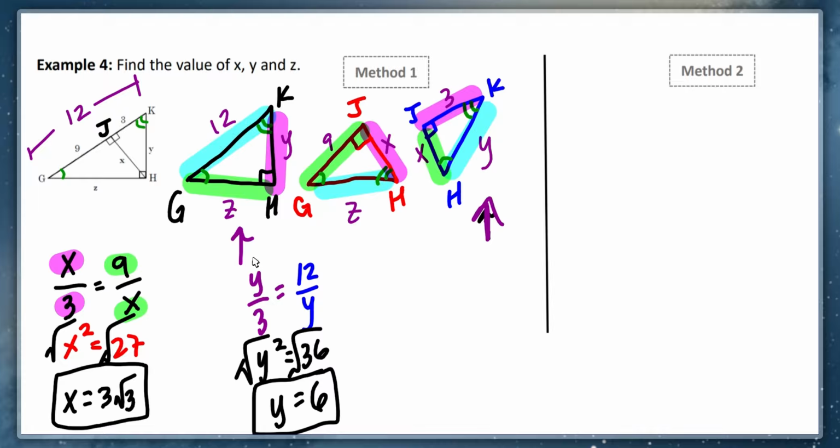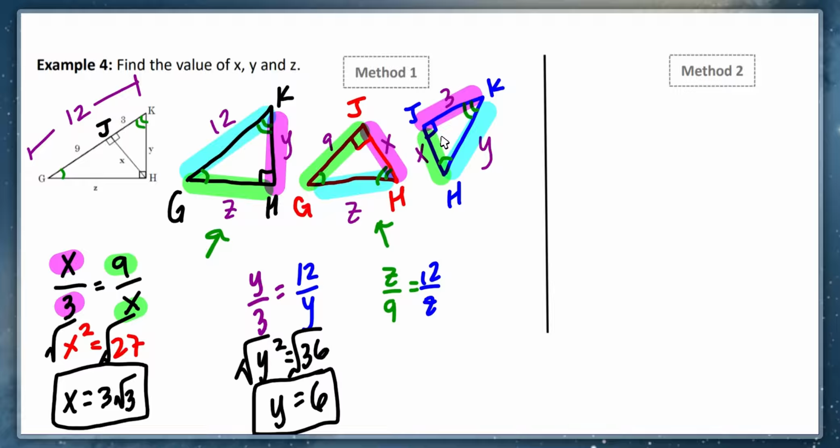If we want to find z, then let's look for a triangle that has z in it. Well, I see that z is in this triangle, and I also see z in this triangle. So that's probably our best bet here, looking at those two. So if we're going to start with this triangle, z is green. Let's do green over green. We'll do z over 9 here. That's equal to, now I need another side here. We can do blue over blue again. So 12 over z.